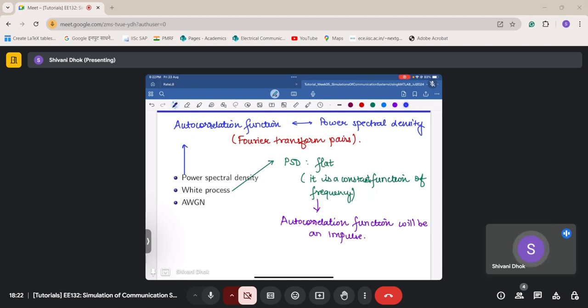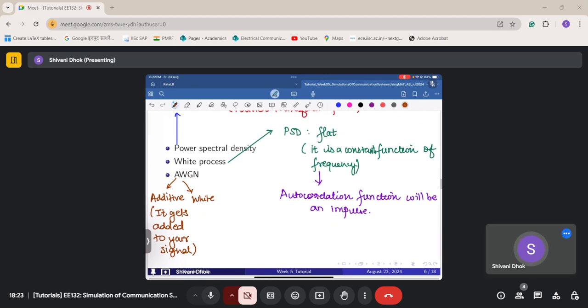Then we looked at another important thing for communication systems, and that is known as AWGN. Here, A stands for additive, which means that it gets added to your signal. Then it is white. What does white mean? Its PSD is flat. Then you have Gaussian. So it is a Gaussian process, that is, every sample follows a Gaussian distribution, and it is noise. So this N basically stands for noise.